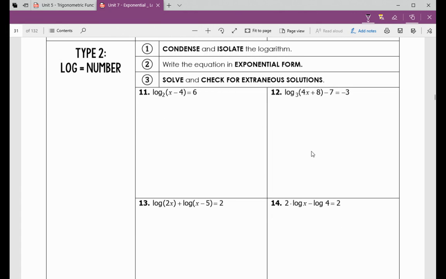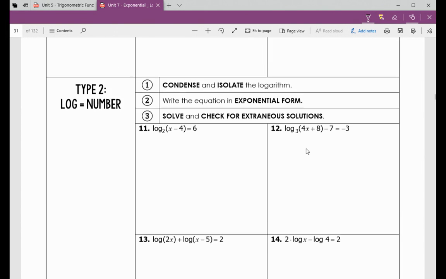All right. Type 2 logarithms. They're a little bit different. Because what we're going to do is create a logarithm equal to a number. And then once we condense and isolate that logarithm, we are going to write this in exponential form. Then we're going to solve and check for extraneous solutions. This value cannot be negative, neither can this one.